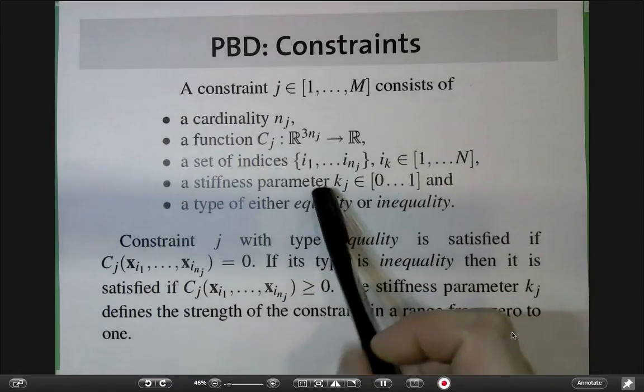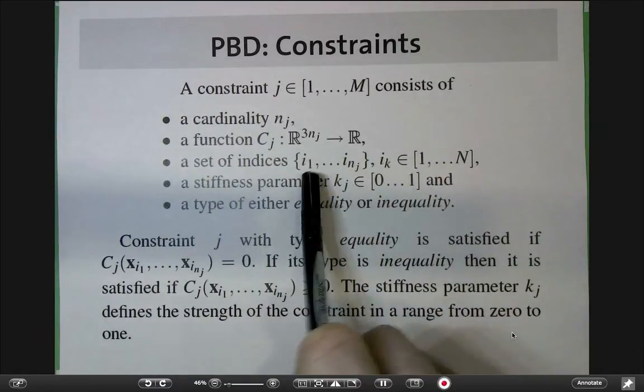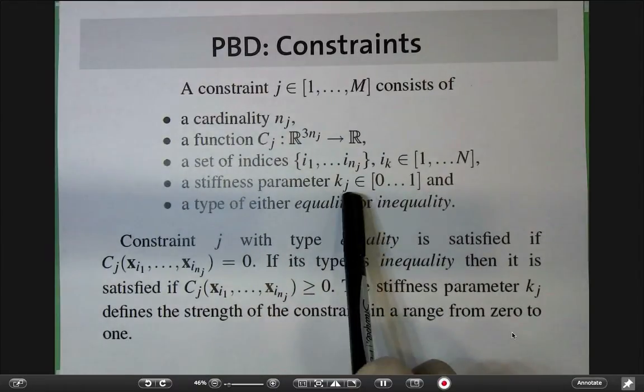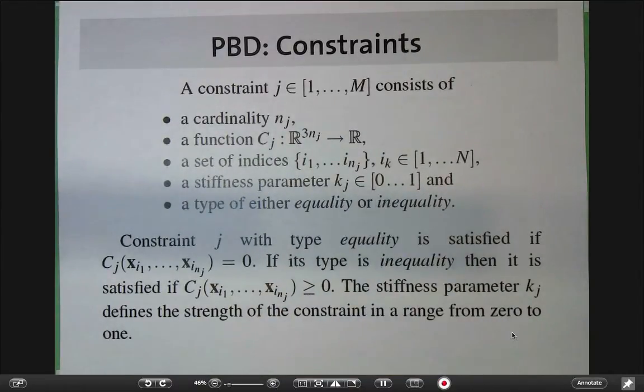This is just a technical matter. Those are the indices of the particles the constraint is affecting. The stiffness parameter is just some sort of weight. It's similar to the stiffness of a spring, as you know from Hooke's law. But again, it's not exactly the same. It behaves quite differently.